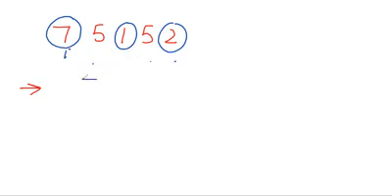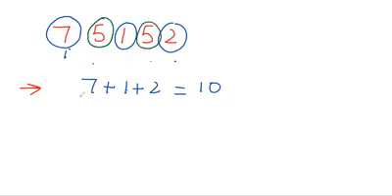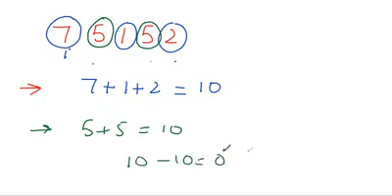We are going to add the numbers of the odd places: 7 plus 1 plus 2. And what do we get? We get 10. Now, we are going to add the numbers from even places. The numbers from even places are 5 plus 5, we get 10. At the last, we subtract the sum of even places from the sum of odd places. If we get 0 or a number divisible by 11, then the whole number is divisible by 11. Okay, let's take another example.